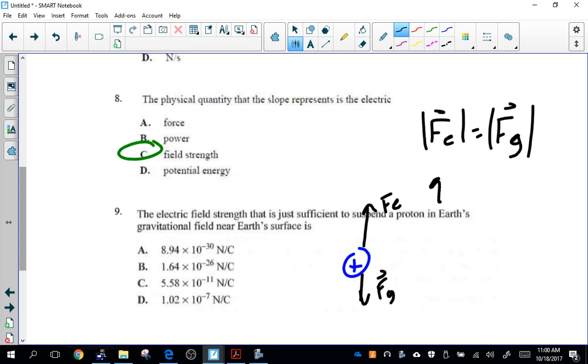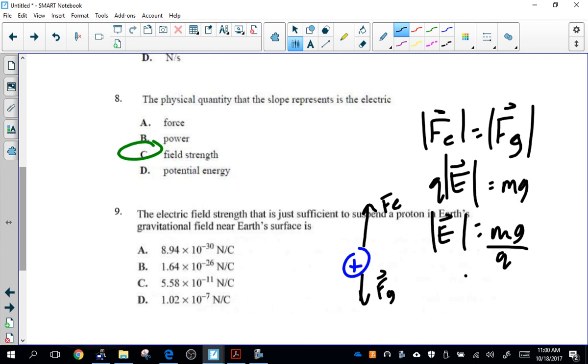The electric force here is Q times E. The gravitational force is M times G. And we solve for E. It's mg over Q. So it's, proton is 1.67 times 10 to the minus 27 times 9.81. We'll just make it positive because it's absolute values here, magnitudes.